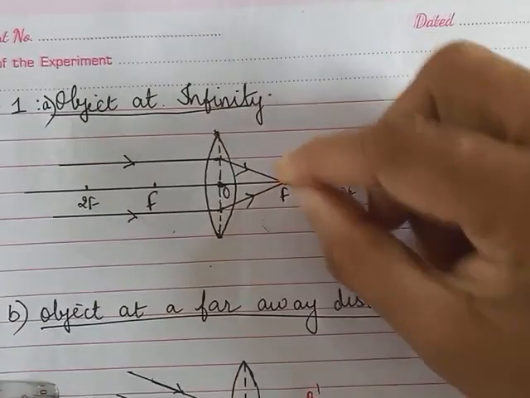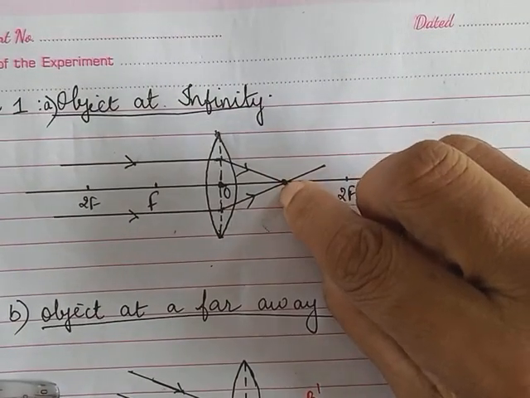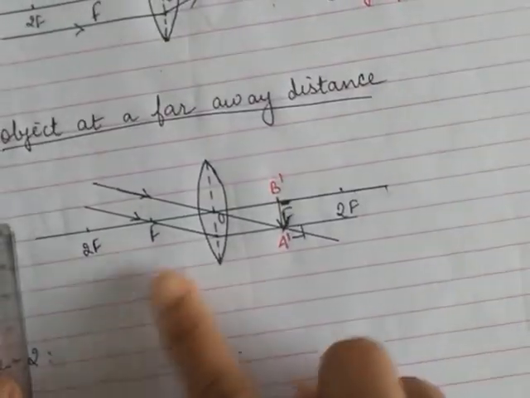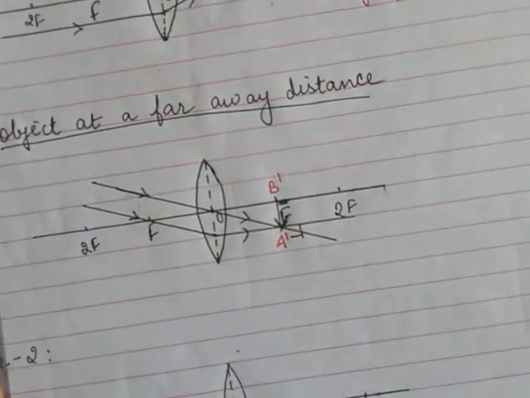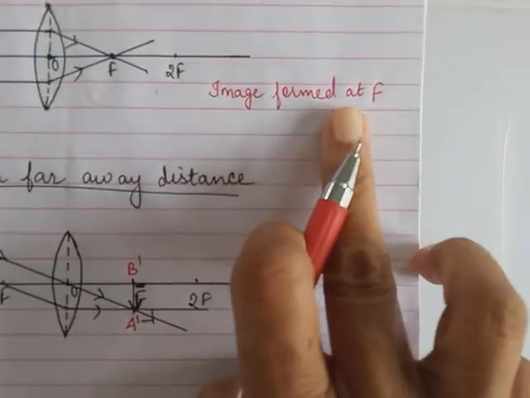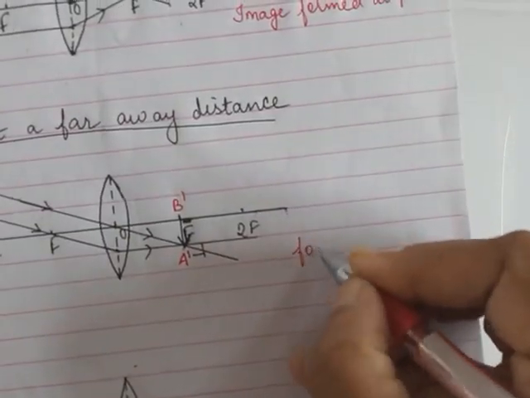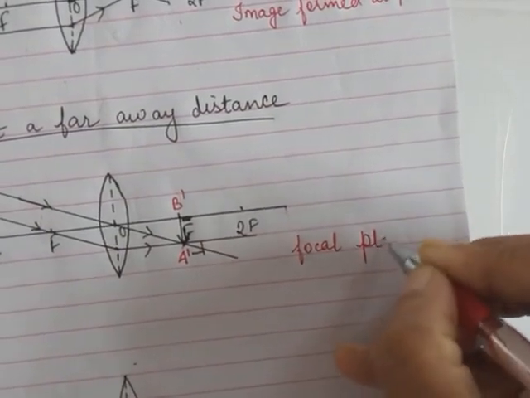Generally, we represent the image as A dash, B dash. AB is the object, A dash, B dash is the image. Is it clear, children? Here it formed exactly at F and everything got diminished to a point. Here the image is formed on the focal plane. Here we wrote it is formed at F.